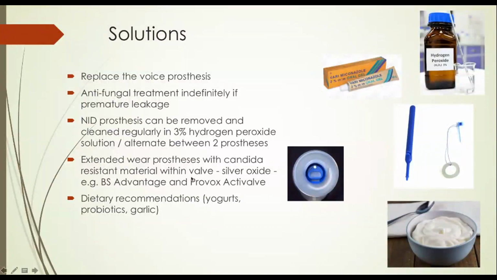The other solution that we have is to place an extended wear prosthesis, and that's a little prosthesis that has a magnet, or it's got the silver oxide within the prosthesis flap, and that then prevents or reduces the chances of the candida building up. And how you know the difference with the prosthesis, you'll see that little silver thing with the mouse. And that's the little magnet that then helps.